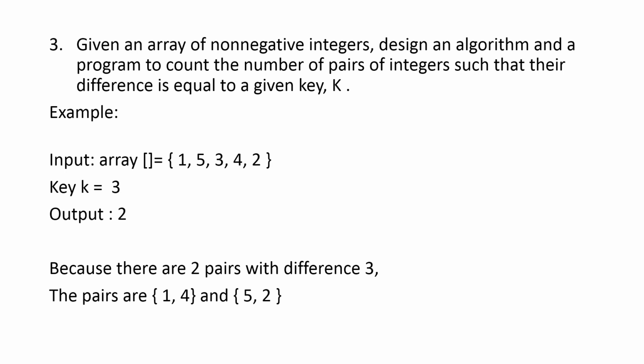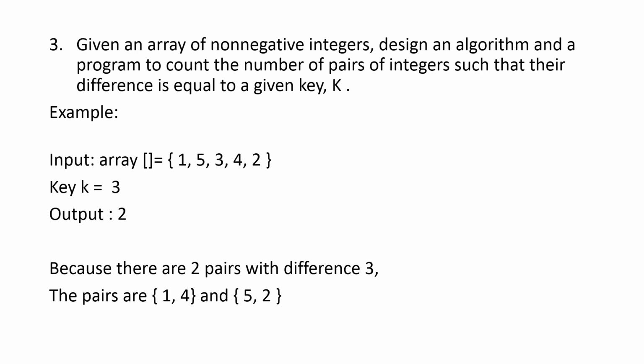So in the outer loop you will pick the first element of the array, that is 1. Now you will compare it with all the remaining elements. So 1 and 5, 1 and 3, 1 and 4, 1 and 2. So 1 and 5 difference is 4, not equal to key. 1 and 3 difference is 2, not equal to key. 1 and 4 difference is 3, equal to key. So now you will increment the count by 1, that is 1. Now 1 and 2 difference 1 is not equal to key 3.